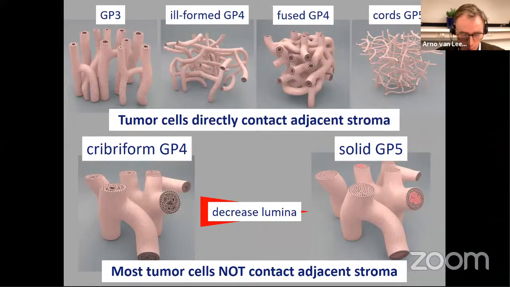This contrasts with cribriform pattern 4 and solid pattern 5, which also form a continuous spectrum, but have in common that most tumor cells do not contact surrounding stroma anymore. So probably these tumor cells have undergone genomic alterations, enabling them to survive and expand without stromal support, reminiscent of so-called anchorage-independent growth in tumor cell culture.